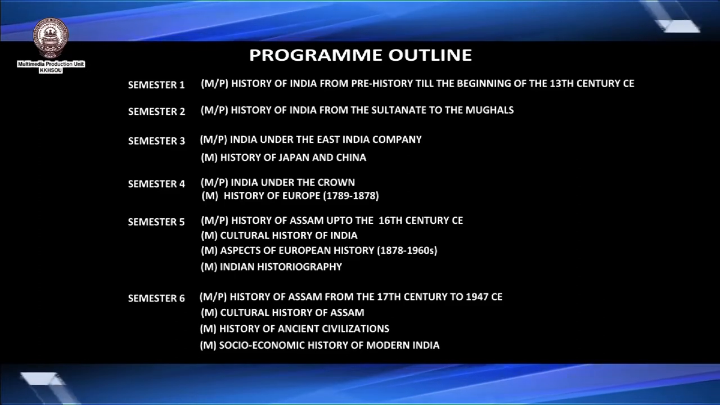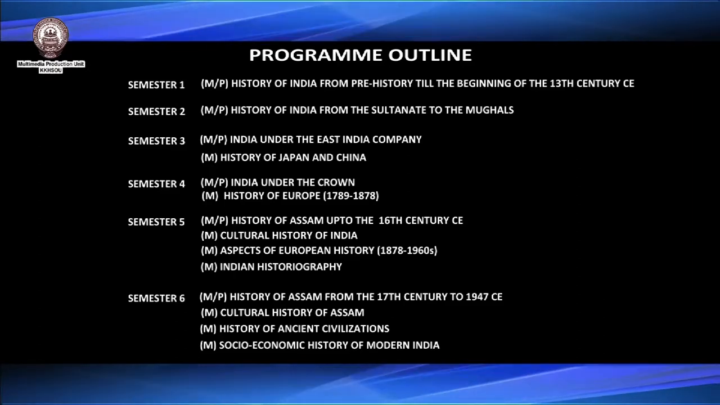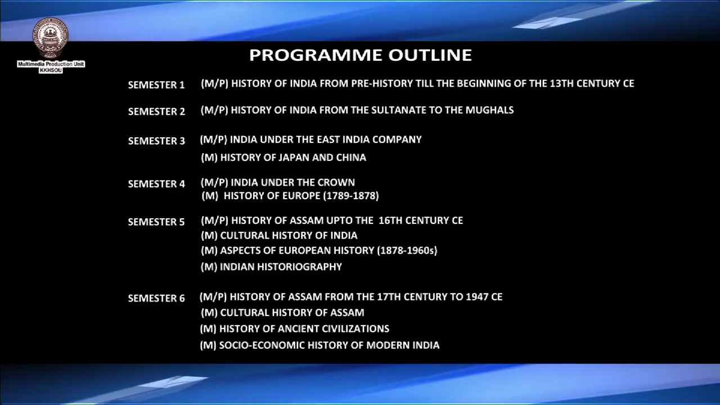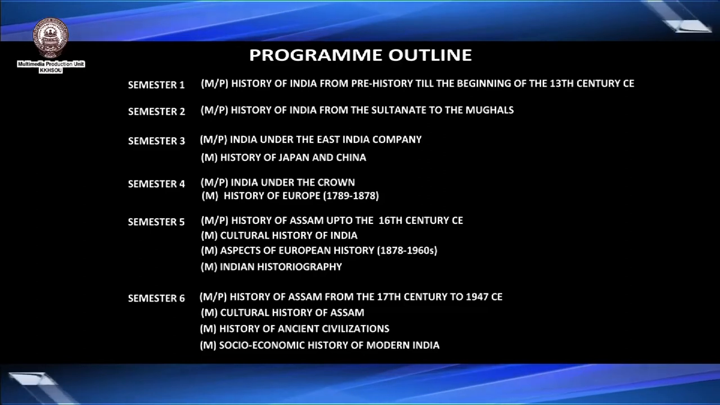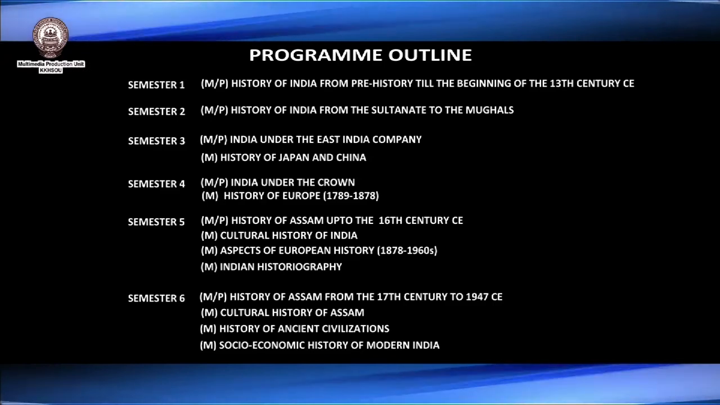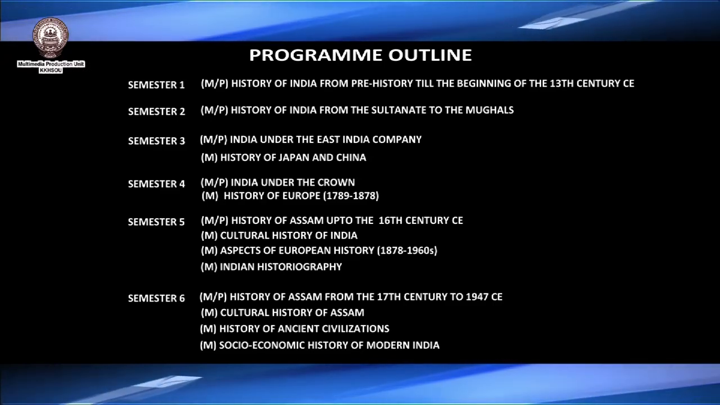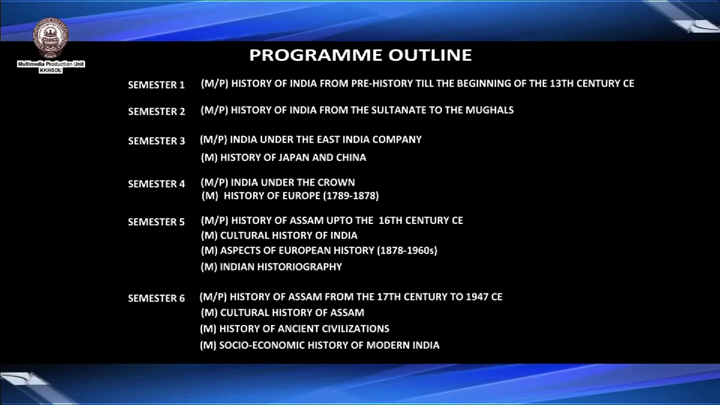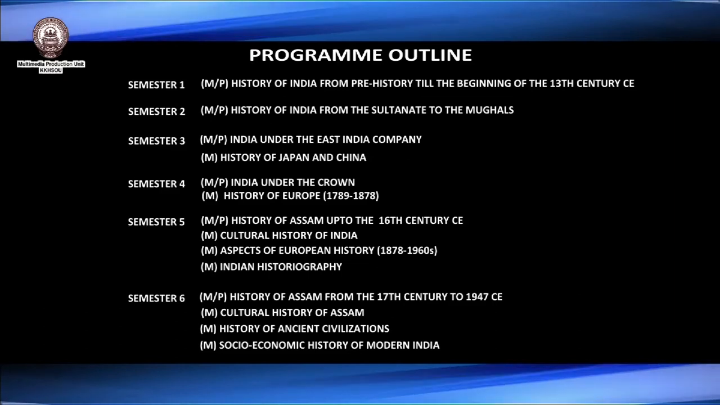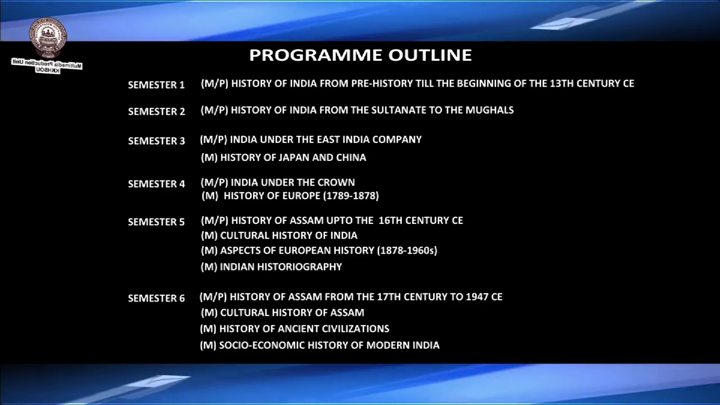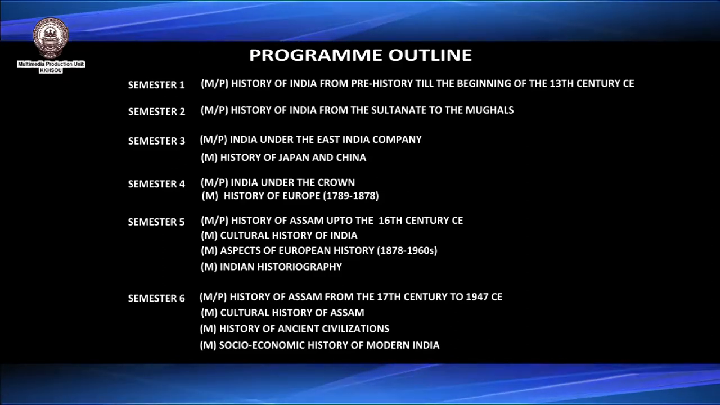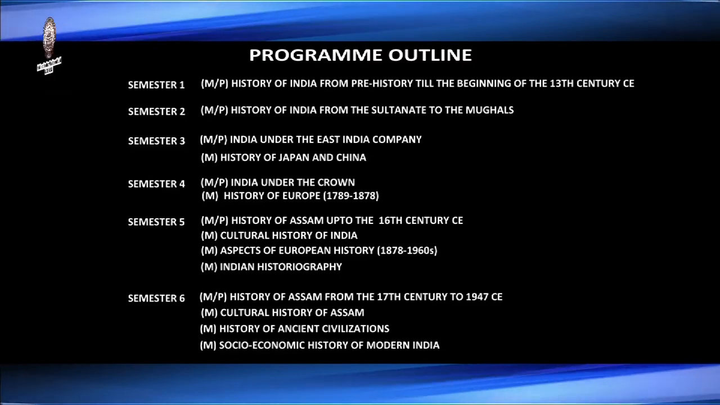In semester 4, there are again 2 papers, India under the Crown and history of Europe from 1789 to 1878. Semester 5 consists of 4 papers: history of Assam up to the 16th century CE, cultural history of India, aspects of European history 1878 to 1960s, and Indian historiography. The 6th semester consists of 4 papers again: history of Assam from the 17th century to 1947 CE, cultural history of Assam, history of ancient civilization, and socio-economic history of modern India.